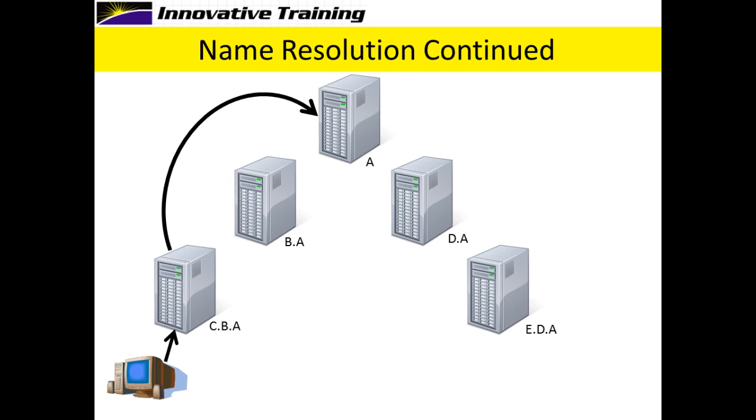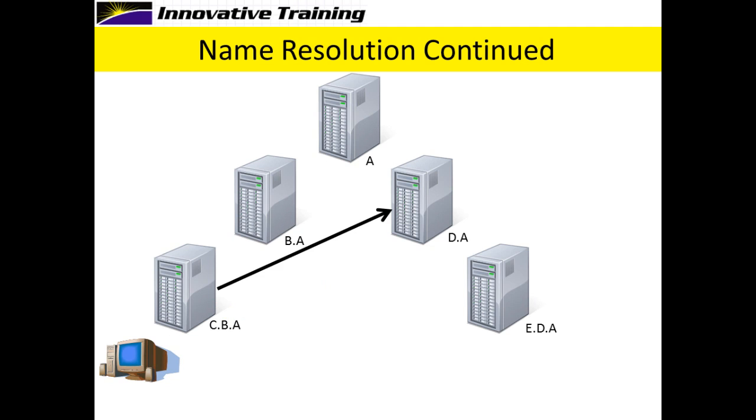or the top of this DNS tree, and it would request, how can I get to EDA? Well, A is going to have a delegation for DA, and it'll send that information back to the DNS server at CBA. So now the DNS server at CBA contacts the DNS server at DA, and that's going to have a delegation down to EDA, and it sends that information back down to the server at CBA. Now the DNS server at CBA can contact the DNS server at EDA and find out the information that it needs.